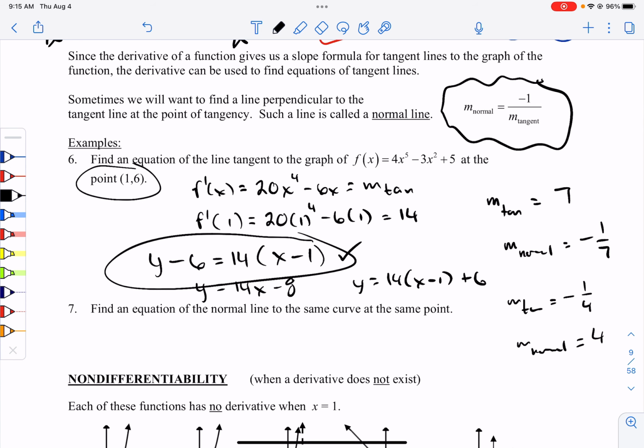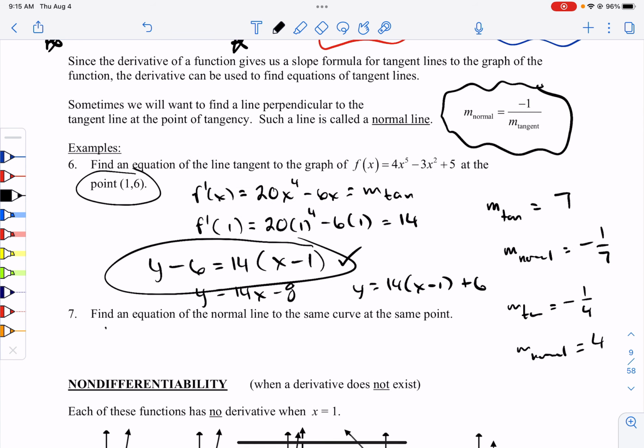So the equation of the normal line at this same point, I'm still going to use 1, 6, but instead of my slope being 14, my slope is going to be negative 1 over 14. So I would get y minus 6 equals negative 1 over 14 times x minus 1. I don't anticipate that coming up, but you know that these calculus people like to do that. So just so you know, we're not going to practice the normal line a lot this year, but I want you to be familiar with that.